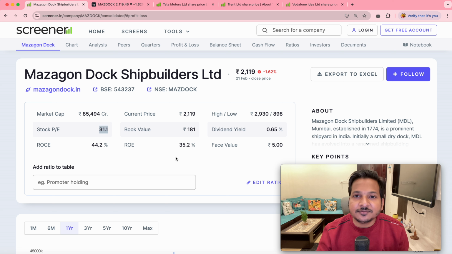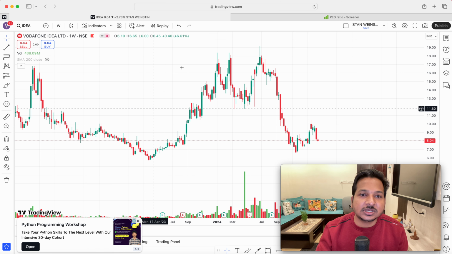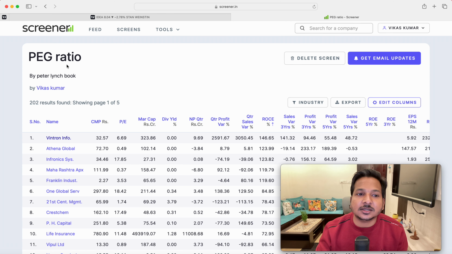So such things we will add in a screener. We will make one screener and we'll see which are the stocks currently fulfilling those conditions, and from that screener you can see which stocks you have to accumulate in this correction. So for that I will go to screener.in, and I have made a screener from Peter Lynch's book, One Up on Wall Street.